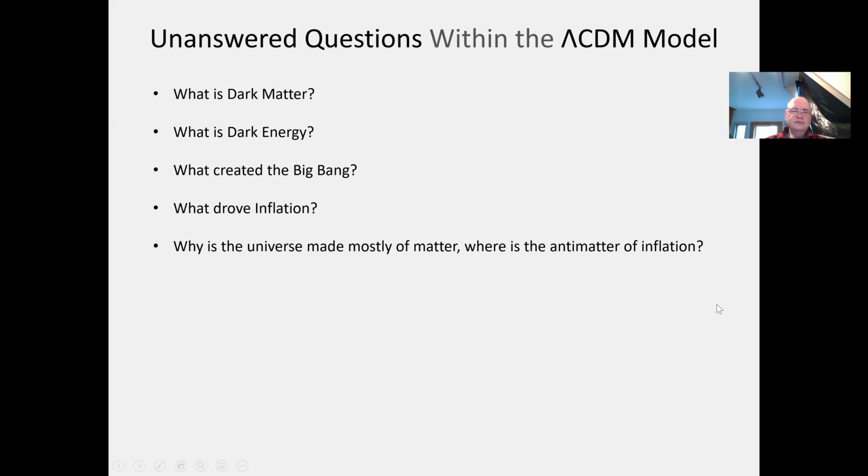First of all, what are the great unanswered questions of the Lambda cold dark matter model? Well, first of all, a little embarrassing. Cold dark matter is in the name of the model, and we don't know what dark matter is. Lambda, which is the mathematical symbol for the dark energy, that's in the name of the model, and we don't know what that is either. Okay? We don't know what created the Big Bang.